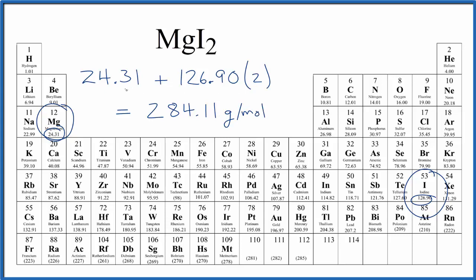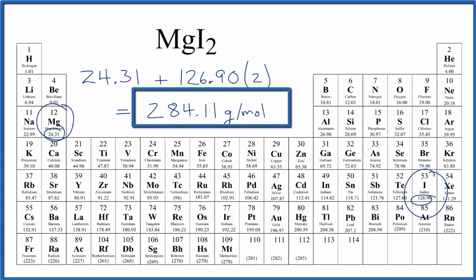So my periodic table rounds to two decimal places. If yours rounds differently, you might get a slightly different answer. What this means is if we have 284.11 grams of MgI2, that'll be 1 mole. If you're given 1 mole of MgI2, that's going to have a mass of 284.11 grams.